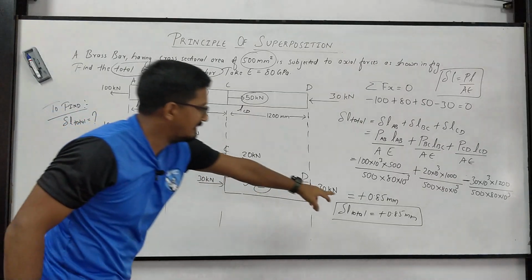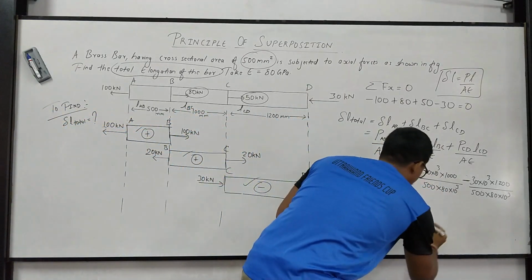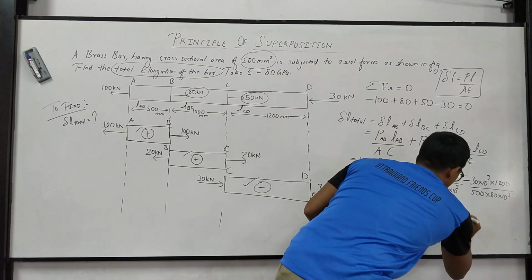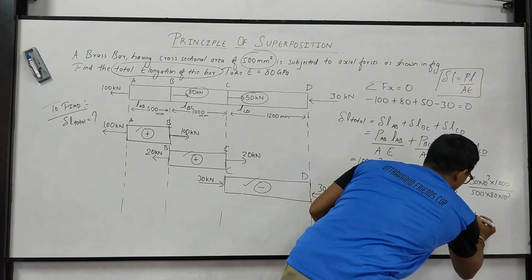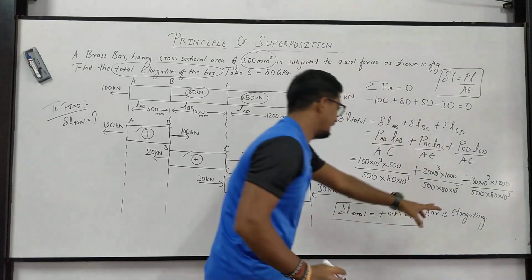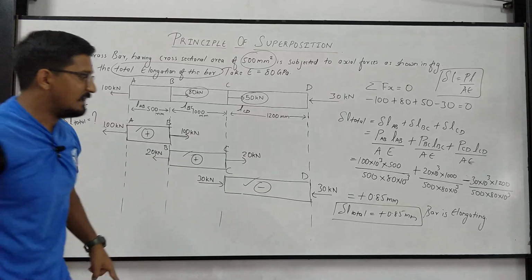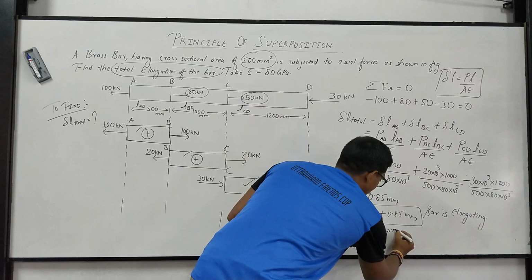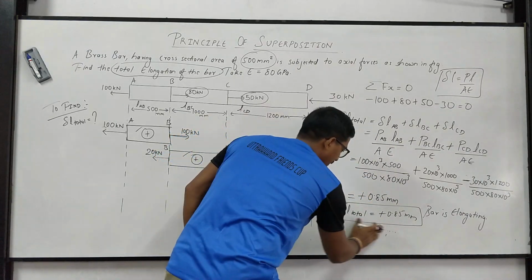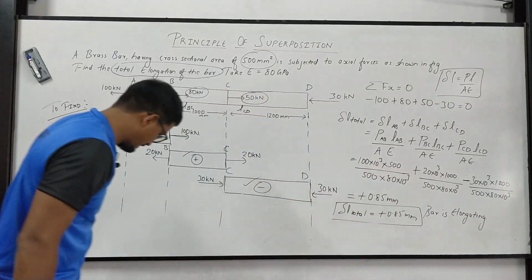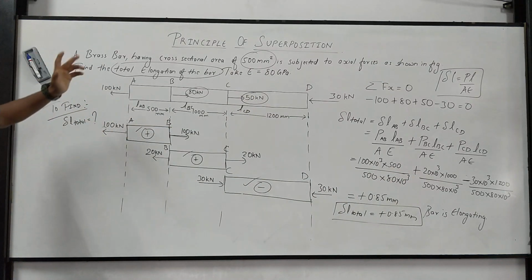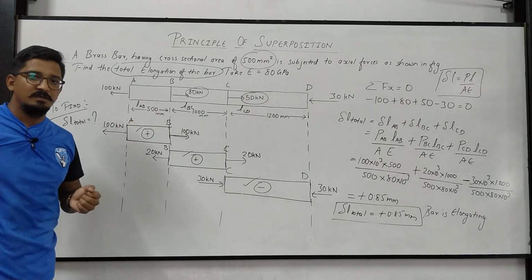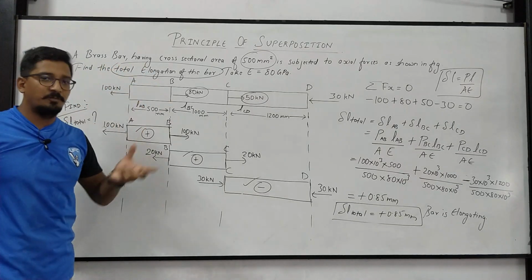Now we can see that it is plus 0.85, which means the bar is elongating, correct? If it is a negative sign, then the bar is under compression. But in this case, since it is positive, the bar is elongating. So in this way we can get the concept of the principle of superposition. I hope your concept of the principle of superposition is clear now.